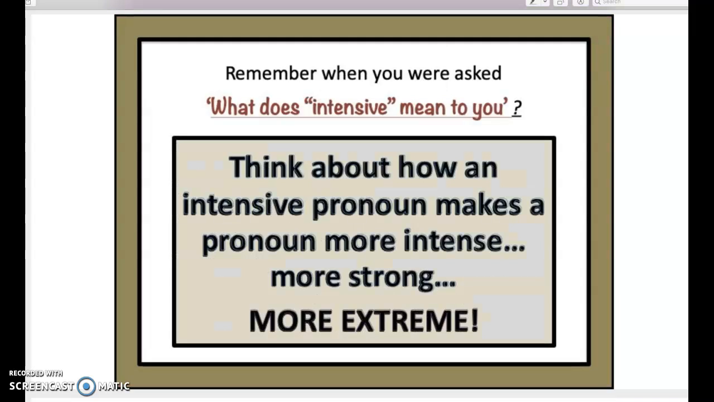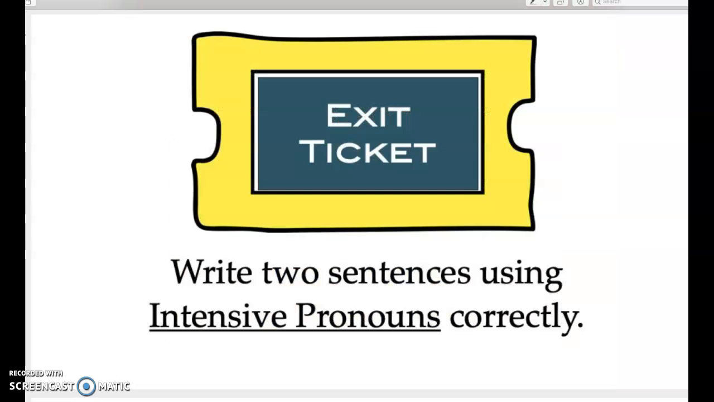Remember when you were asked, what does intensive mean to you? Think about how an intensive pronoun makes a pronoun more intense, more strong, more extreme. So, as your exit ticket, on the bottom of your yellow paper, there are two boxes. I want you to write 2 complete sentences using an intensive pronoun for each sentence. Do not use the same intensive pronoun for both sentences. Do not just copy a sentence from up above. Really try to use an intensive pronoun.